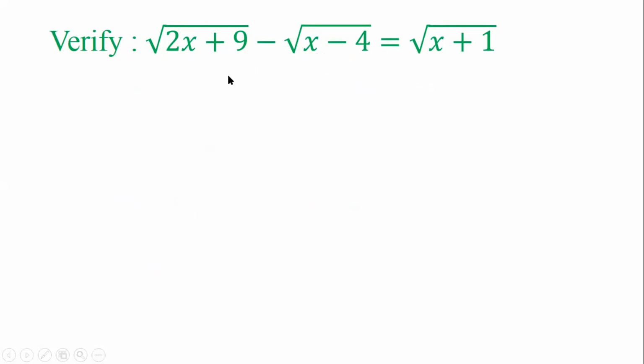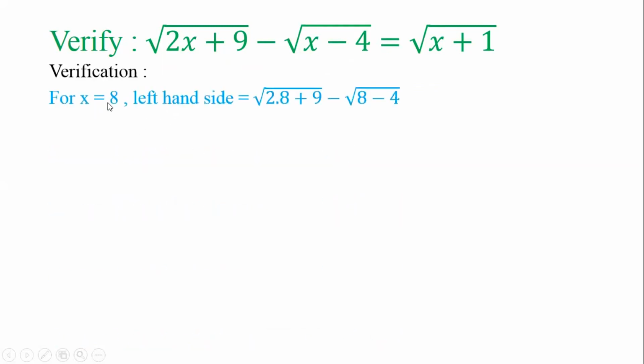Now we verify this equation for the solution. For x equal to 8, left hand side, here root over 2x plus 9 minus root over x minus 4. So here we get 2 into 8 plus 9 minus 8 minus 4. 2 into 8, that means 16. 16 plus 9 equal to 25. Here we get root over 25. Here 8 minus 4, that means 4. Square root of 25 equal to 5. Square root of 4 equal to 2. 5 minus 2 equal to 3.